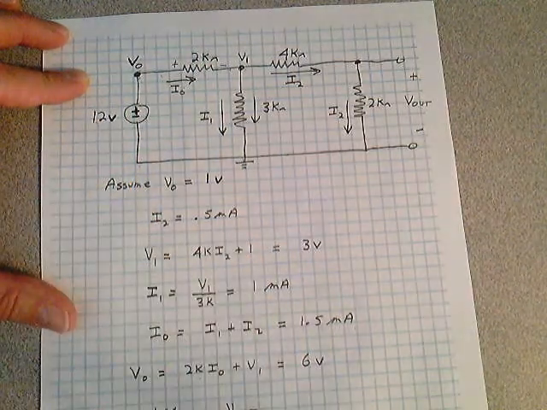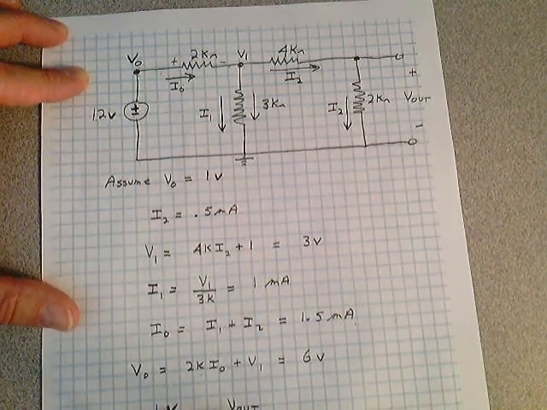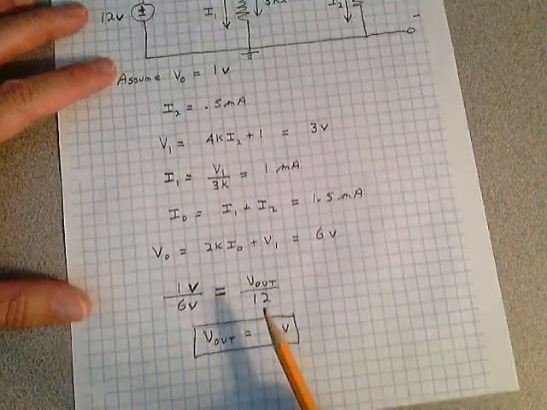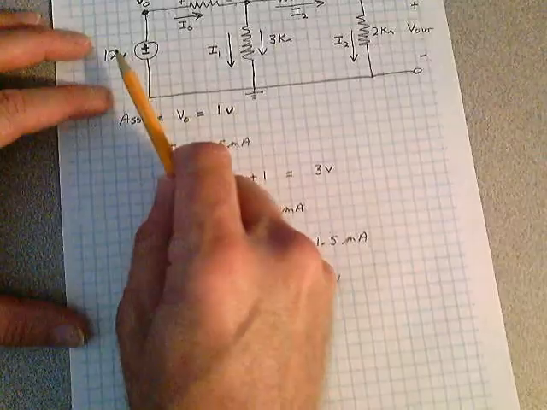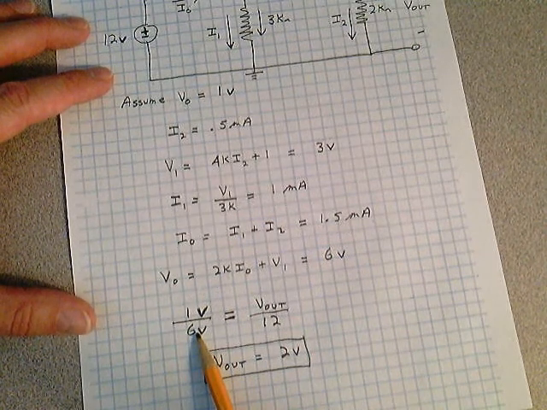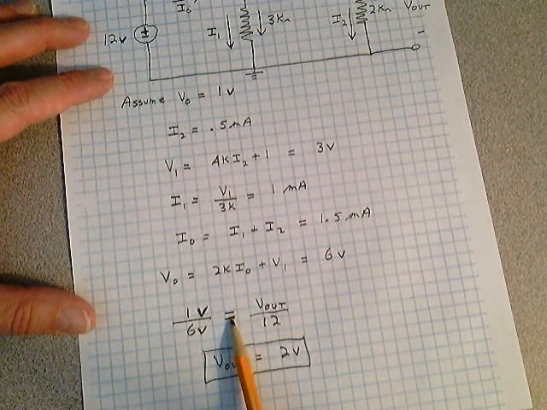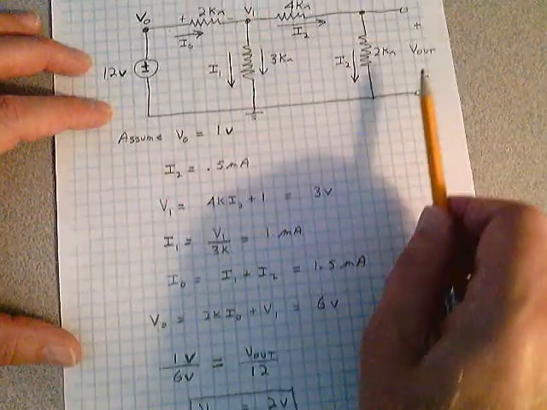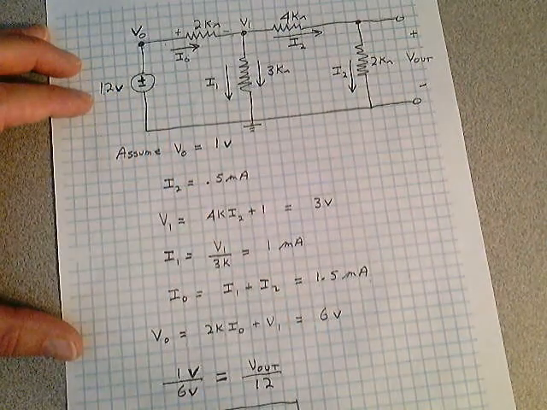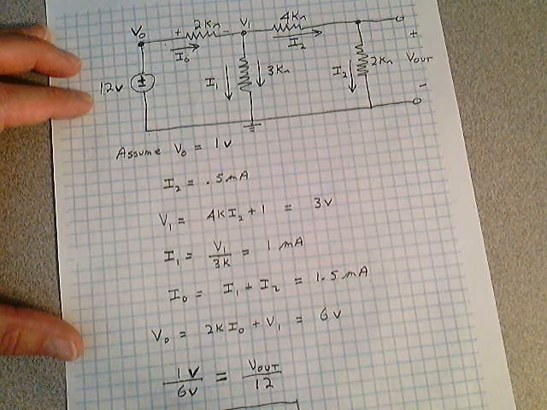So what we've done is we assumed 1 volt out here, and it gave us 6 volts back here. So I say as a simple proportion now, 1 volt out on the output yielded 6 volts back here. That has to be proportionate because of linearity. The unknown value of V out is to the actual 12 volts. V out is 2 volts.